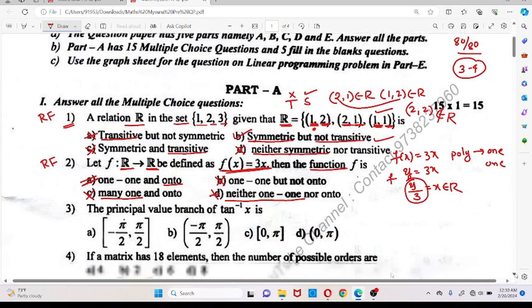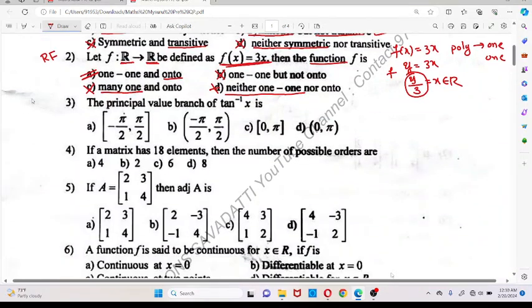We'll go for the next question, that is the third. As I told you in all the video sections, the third question is from the chapter inverse trigonometric functions, and it is a direct question. The principal value branch of tan inverse of x is asked. The principal value branch of tan inverse x is the open interval from minus pi by 2 to plus pi by 2.